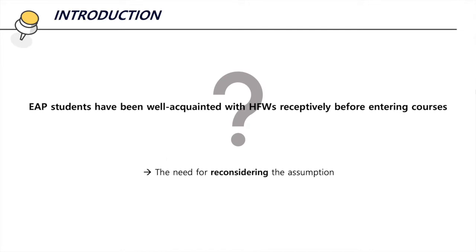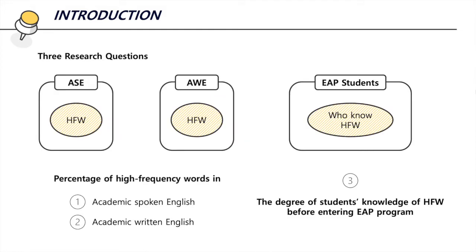This article challenges EAP teachers' and course designers' assumption that learners have enough knowledge of high-frequency words before entering programs, and suggests three research questions. First, what percent of words in academic spoken English are high-frequency words? Second, what percent of words in academic written English are high-frequency words? Third, to what extent do EAP students know high-frequency words when entering an EAP program?